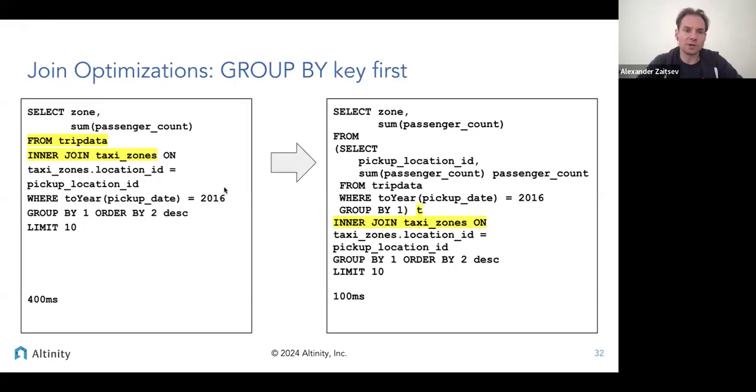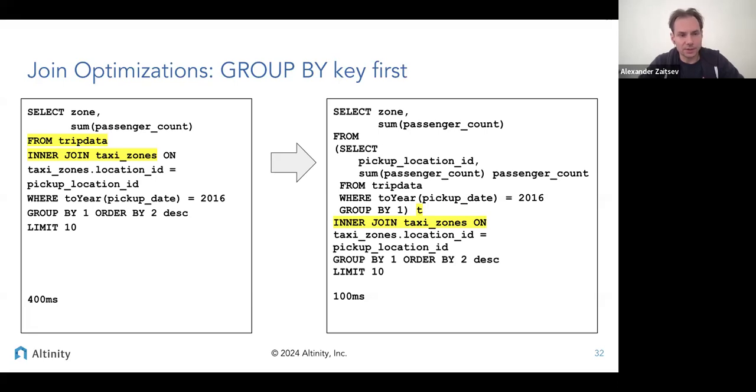Let me show you a couple of ways how we can optimize joins, because if a join is slow, you can still make it fast. On the left side here, you can see a simple query to the trip data. It is a standard test data set for New York taxi rides, and it joins to the zones in order to find the top zones by the number of passengers that have been served in 2016, and the query runs in 40 milliseconds, which is pretty fast.